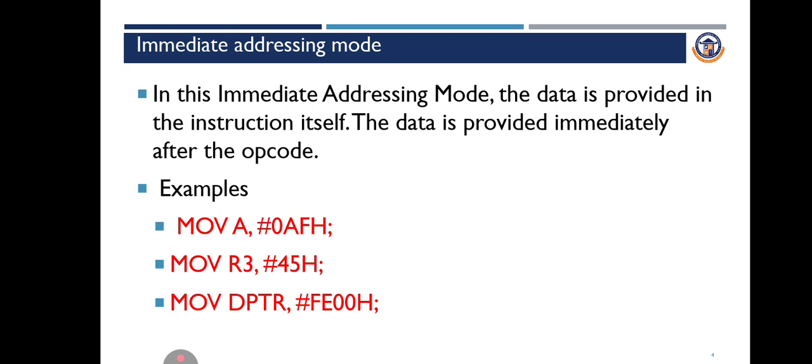And if you take the example of MOV R3, #45, the content, that is 45, is the data that is moved to R3. And for MOV DPTR, #FE00H, FE00H is the value that is moved to the data pointer, that is DPTR. So here it is immediately moved to the DPTR.